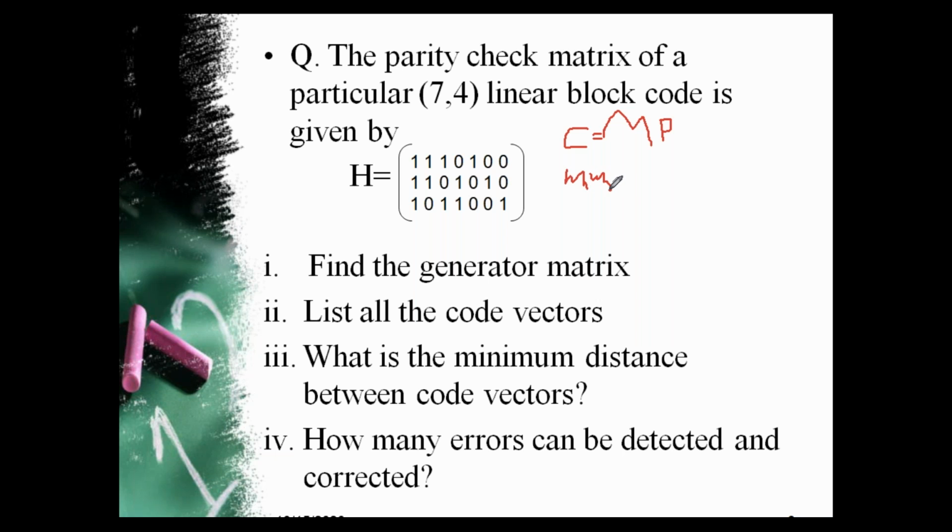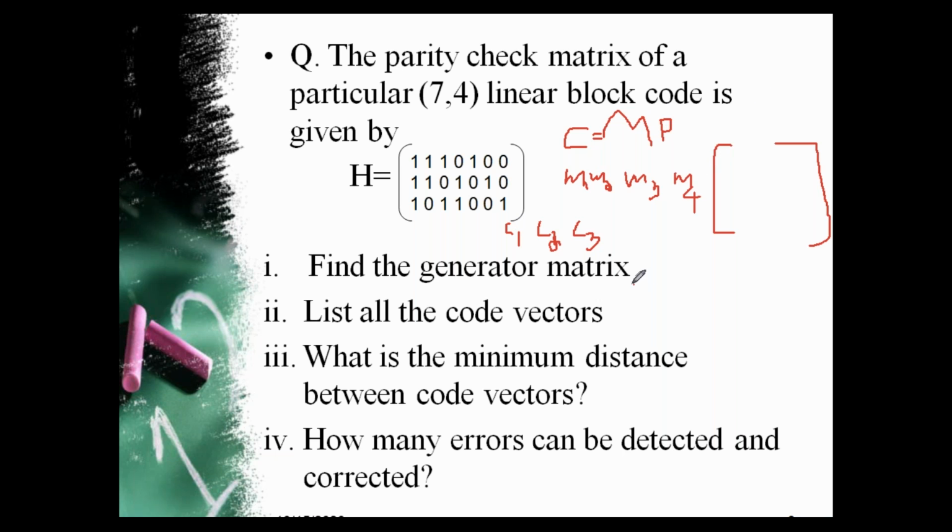m1, m2, m3, m4 into the P submatrix. Write the P matrix here. This gives the equation for the 3 check bits, C1, C2 and C3, equal to m1, m2, m3, m4 into P. Therefore, we get the equation for the check bits. Here we get C1 equal to m1 XOR m2 XOR m3.